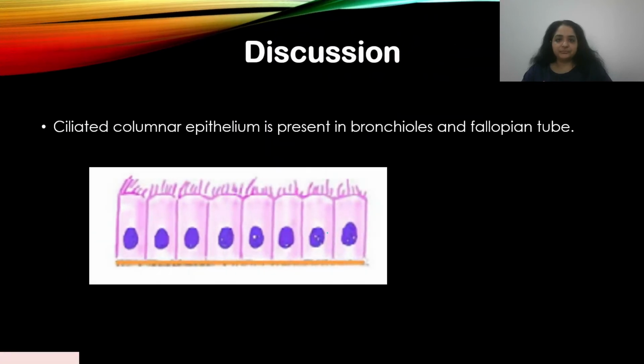So this is what a ciliated columnar epithelium looks like. Just put a diagram there so you can better understand it. You can see the cilia over here, and obviously bronchioles and fallopian tube. The presence of ciliated columnar epithelium has a job there. There is a function for it to perform in bronchioles and fallopian tube, and obviously cilia play a very important role over there. So what kind of ciliated epithelium? Ciliated columnar epithelium. Just say that. Clear? Again, direct question, easy.